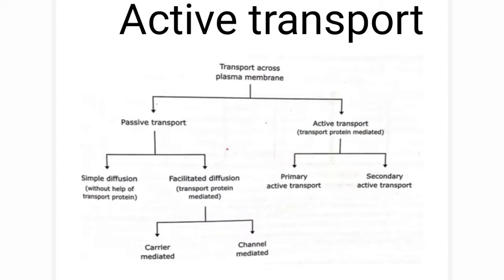In passive transport, there are two types: simple diffusion and facilitated diffusion. Facilitated diffusion is again classified into carrier mediated and channel mediated. But today our main focus is on active transport. On the basis of which energy is used for transportation, there are two types: primary transport and secondary transport.